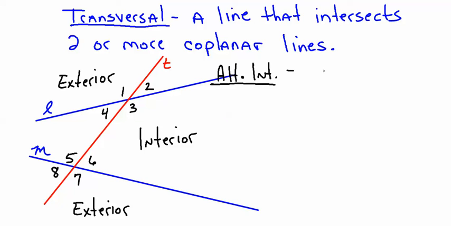Volunteer for a pair of alternate interior angles. Angle 3 and... alternate sides of the transversal. Alternate sides of the transversal. 3 and 5. Good. Angles 3 and 5. Another pair of alternate interior angles. 4 and 6. Good. Alternating sides of the transversal on the interior.